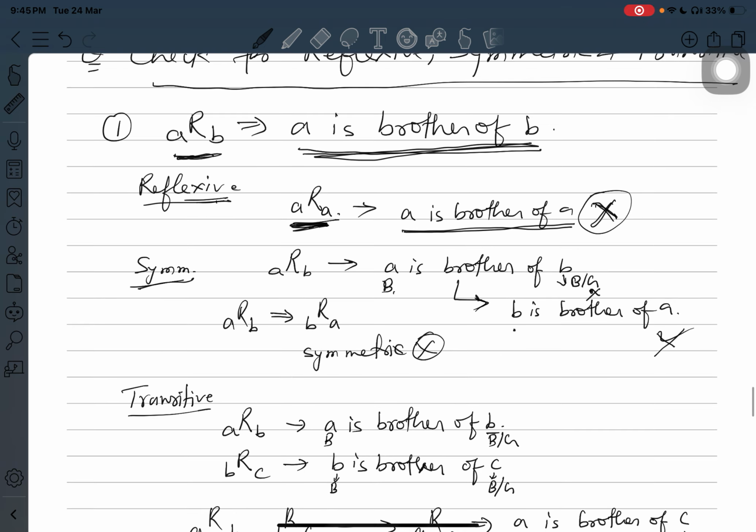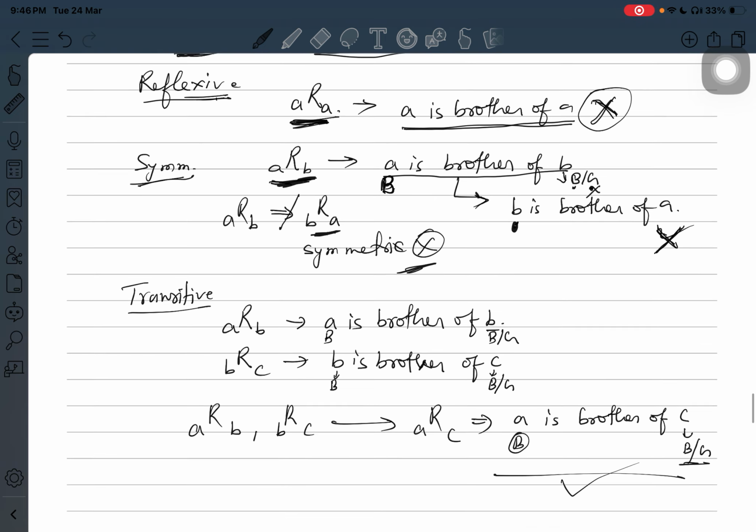But if I go for the symmetric one, it is A related to B. It means A is brother of B. I don't know whether B is a boy or a girl. But I know that if A is brother of B, it means A must be a boy. But if I reverse the line, B is brother of A. Now I don't know about the gender of B, so I cannot say B is brother or sister of A. So that is the reason this line is not correct. Even though A is related to B, I am not able to say that B is related to A. So it is not symmetric.